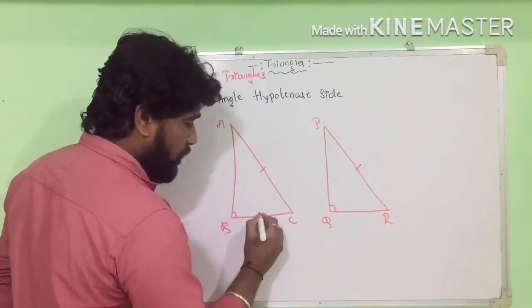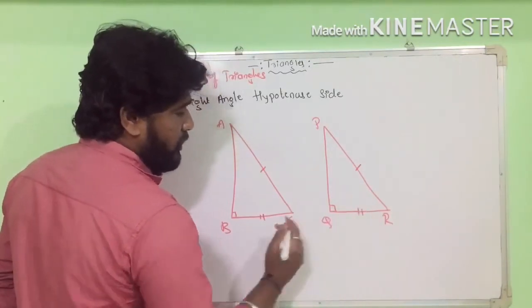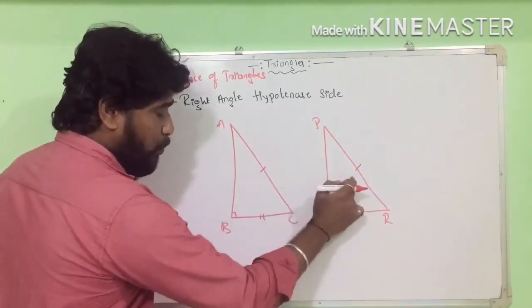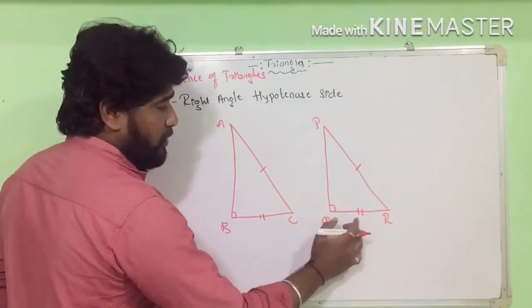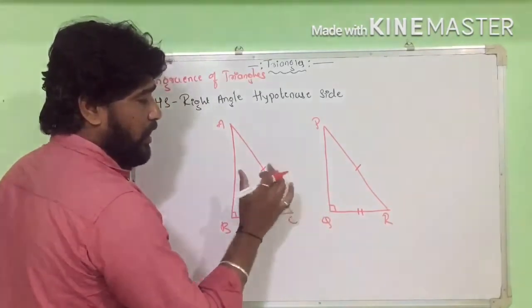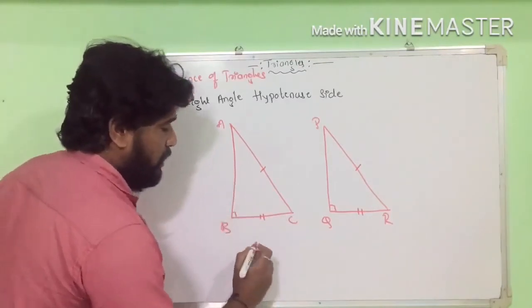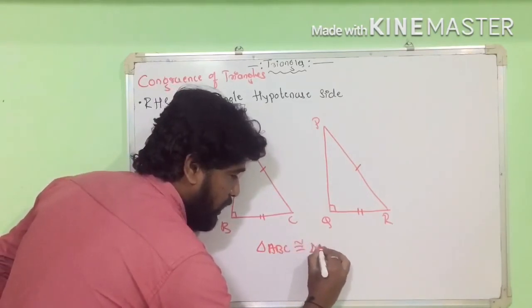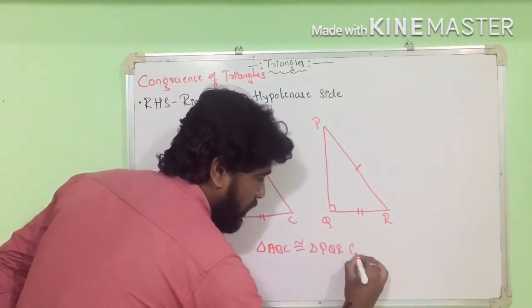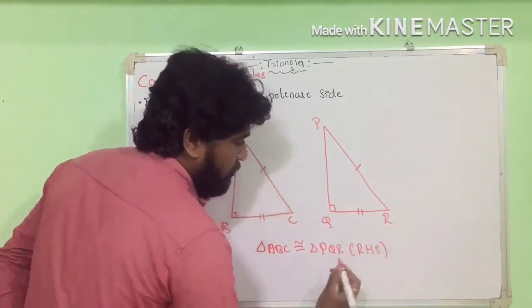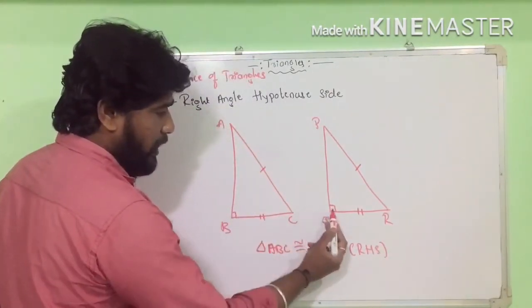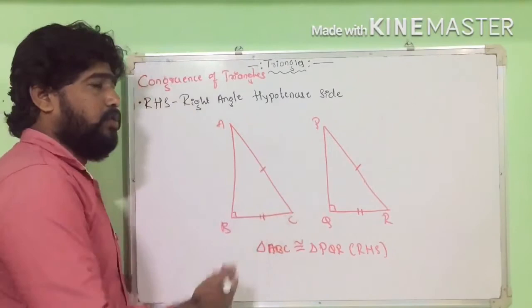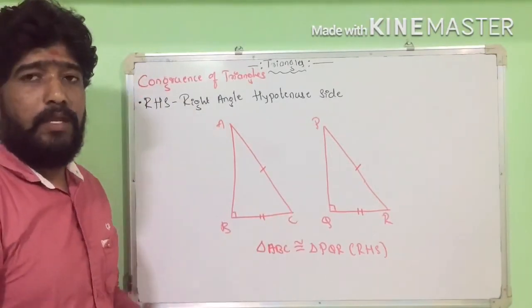These two hypotenuses are equal and the other side. So these two sides are equal. So in two right angle triangles, the hypotenuse and one other side are equal, then the two triangles are congruent to each other by RHS. So here the triangle ABC is congruent to the triangle PQR by RHS, because here the right angles are equal and the hypotenuse is also equal and the sides are also equal. So these two triangles are congruent to each other by RHS.